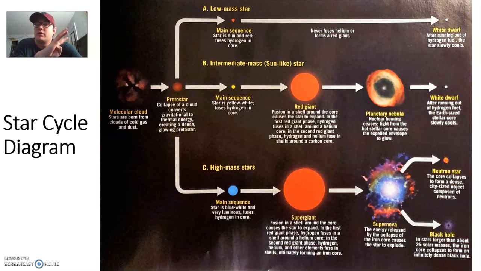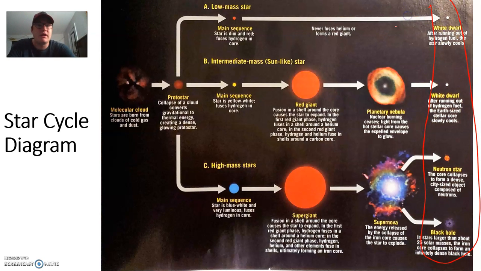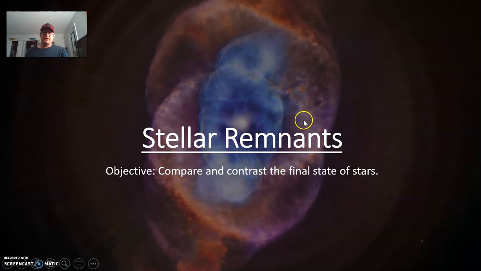Now, there are four types of remnants, and that's what's found over here at the very right of our diagram. Not four different ones, technically two different ones. I just misspoke. We have our white dwarfs, which both our low mass star and our intermediate mass star will become at the end of their life cycles. And then we have our neutron star and our black hole. These are for high mass stars, and they're a little bit different. So we're going to go into detail about them today.